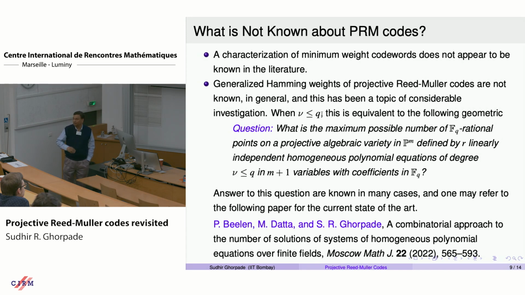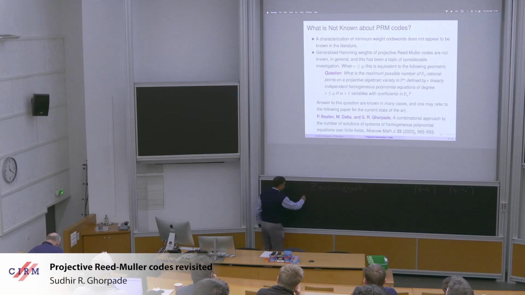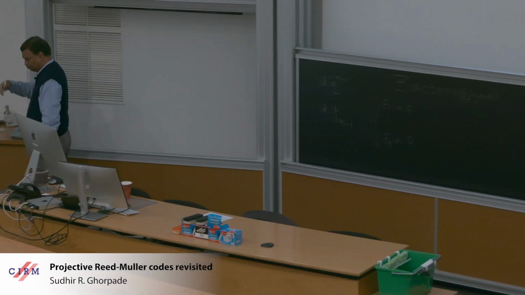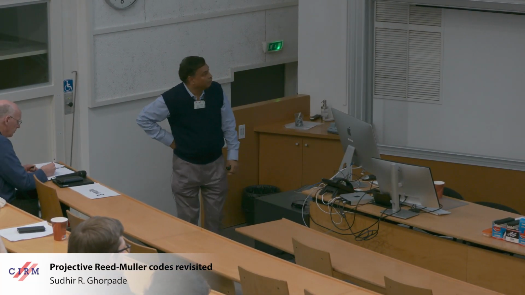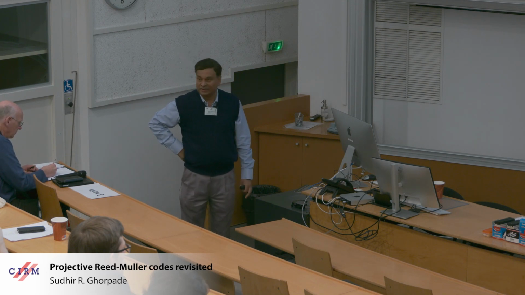And then I talked about the work of Heijnen and Pellikaan about generalized Hamming weights. That question is still wide open, I would say, in this context of projective Reed Muller code. And if you like a geometric counterpart, that question just corresponds to saying, what's the maximum number of F_q rational points that can lie as common zeros of, let's say, r homogeneous polynomials, each of degree d in m plus 1 variables. And for this r to make sense, you require these polynomials to be linearly independent. This exactly amounts to finding the rth generalized Hamming weight of the code when nu is less than or equal to q.